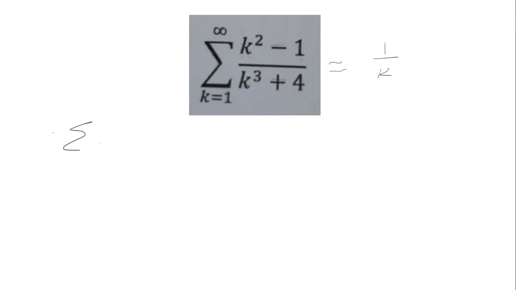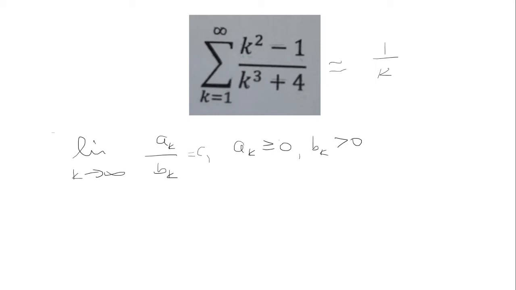Let's say we have the limit as k goes to infinity of a sub k over b sub k, where a sub k is greater than or equal to 0, and b sub k is positive. And again, a sub k and b sub k are just sequences. And if this limit is c, where c is positive and finite, then both a sub k and b sub k converge or diverge.